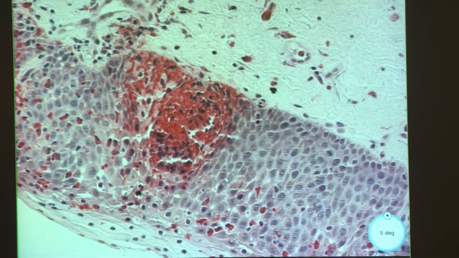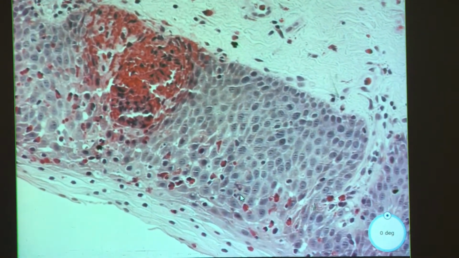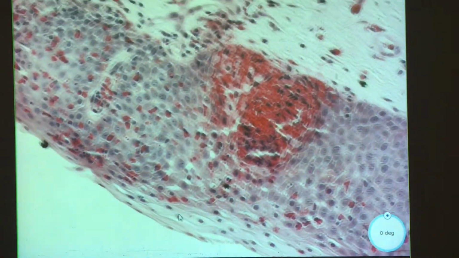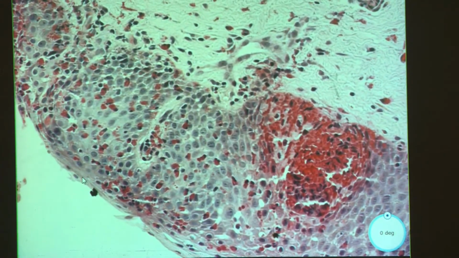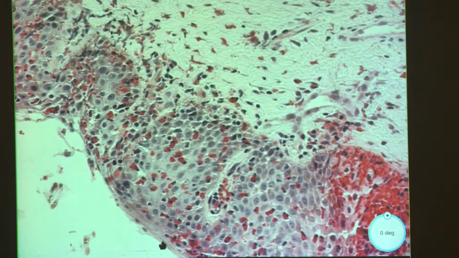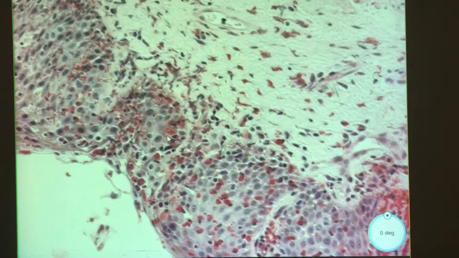Well, I've never seen a case this bad before. So that's why I chose this case. When you think of this entity, this is never this textbook. Eosinophilic esophagitis. You do see some of them, yeah. I have yet to.